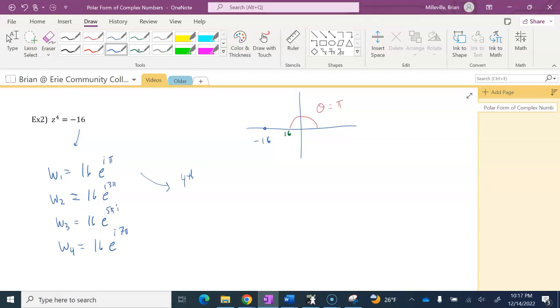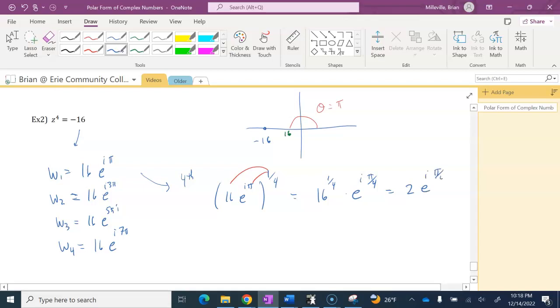So what we want to do is take the fourth root. Remember, taking the fourth root is the same as raising to the 1/4 power, so 16e to the i times pi, to the 1/4 power. Like we've seen in our previous work, we need to distribute this exponent to each factor, which results in the fourth root of 16, and then we multiply the exponents, so it's i times pi over 4.